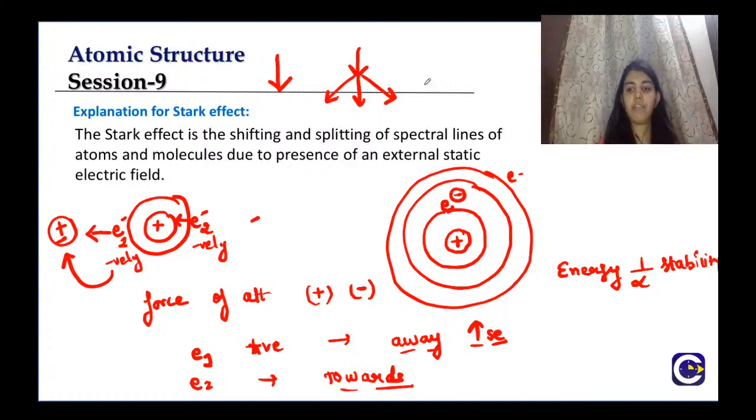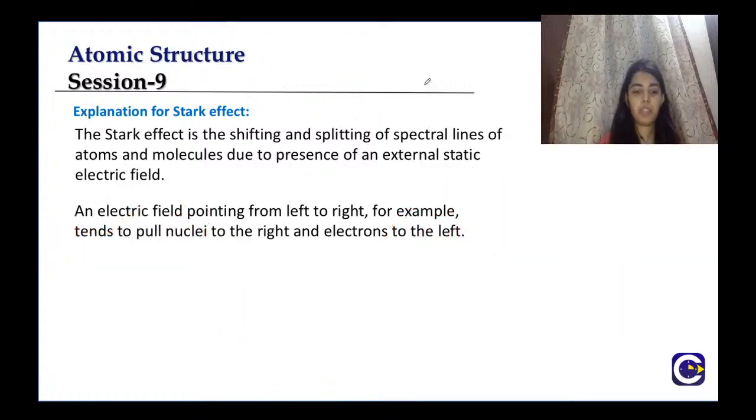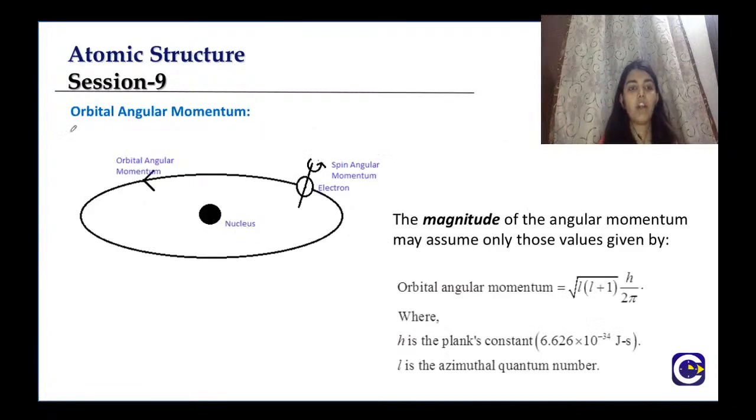So next we will move on to see an electric field pointing from left to right, for example, tends to pull the nuclei to the right and electrons to the left. This we have already done, that is how the positive plate tends to attract the electrons, and there will be a difference in energy of the electrons itself. Okay. So next, the concept is orbital angular momentum.